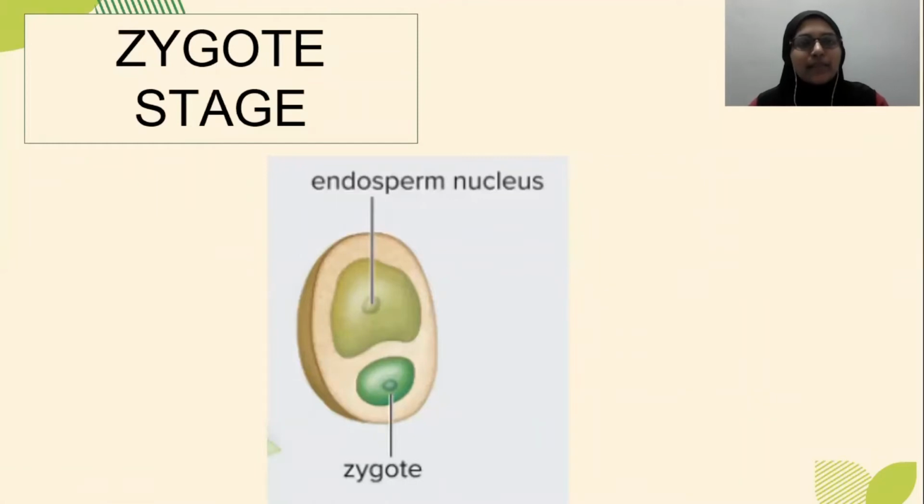Alright, my name is Nurul Madlia and I'm going to describe the zygote stage and also the pro-embryo stage. The zygote stage starts after double fertilization. Immediately after double fertilization, the zygote and the endosperm will become visible. The zygote is very small and it has a dense cytoplasm. During the zygote stage, the zygote will divide repeatedly in all directions, which will form several cells called the pro-embryo.